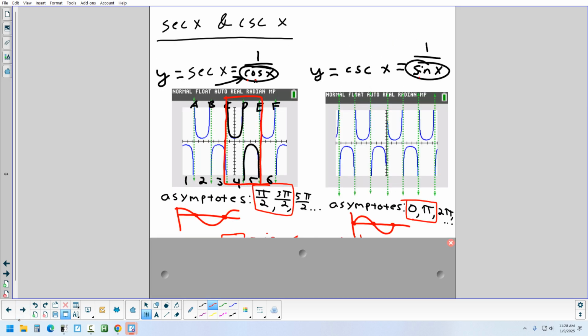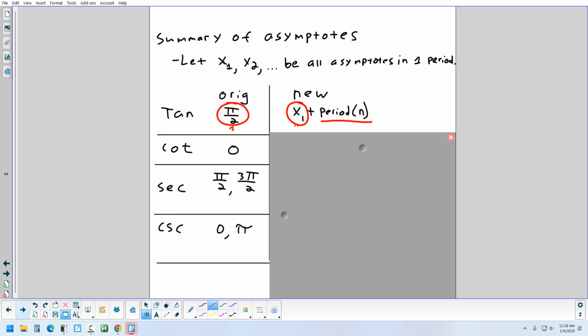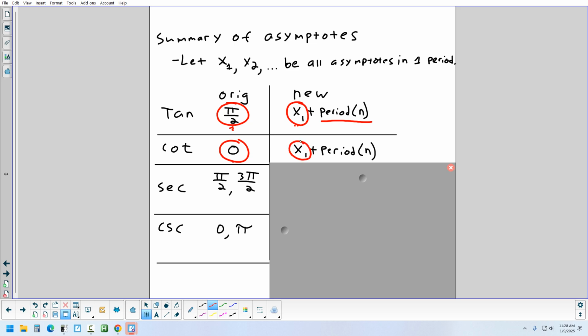Okay. So let's look at cotangent. First thing I need to show you is how do you figure out where that single asymptote moves to? I haven't shown you that yet. Figure out where that moves to, and then you're going to know its new location. Once you know the new location, tell me that that asymptote at the new location repeats every single cycle.